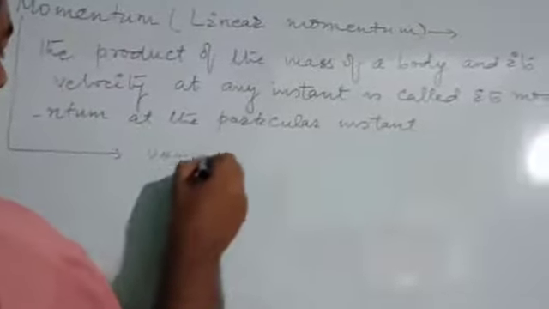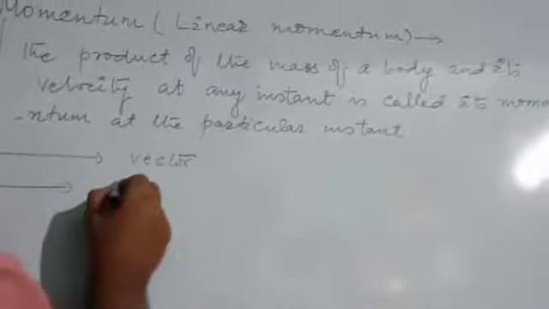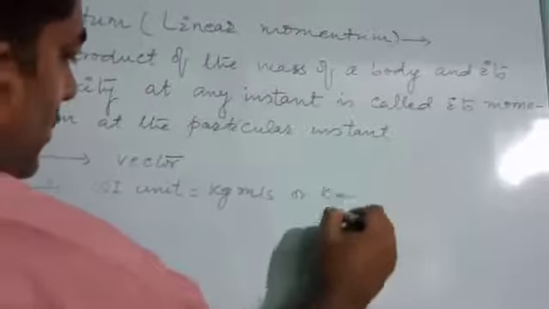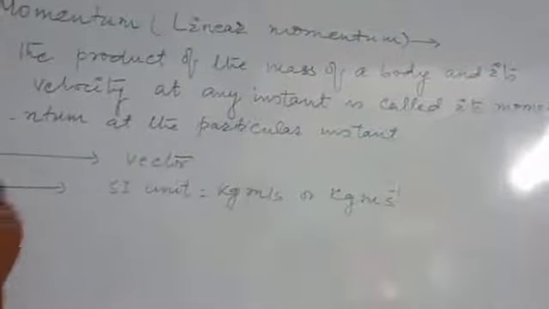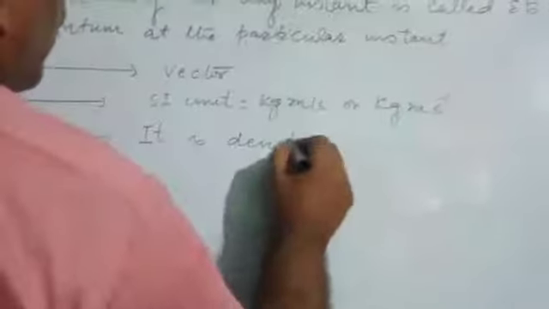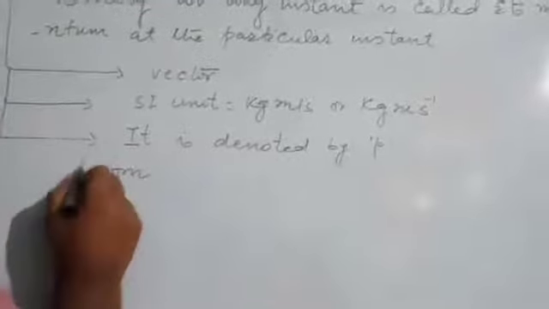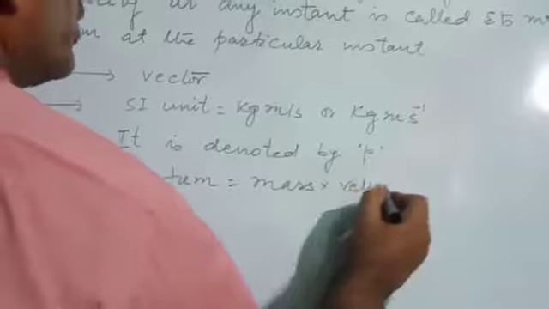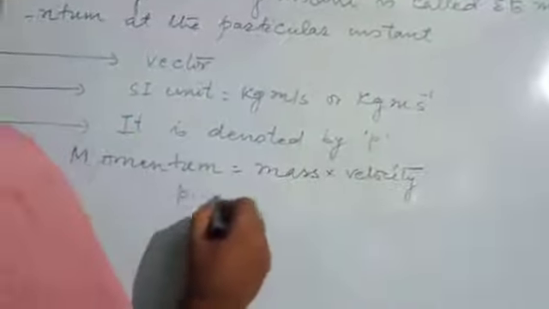You can simply define momentum as the product of mass and velocity of a body. It is a vector quantity. Its SI unit is kg meter per second or kg meter s to the power minus 1. It is denoted by P, a small p. Momentum equals mass into velocity. P equals mv.